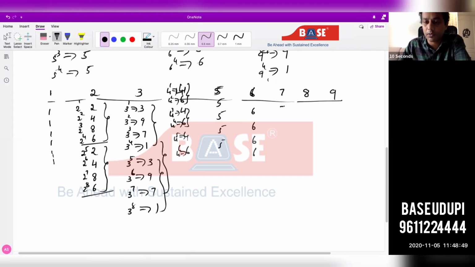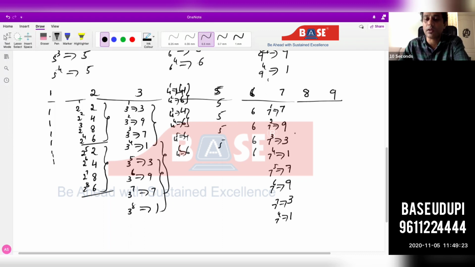7. 7 power 1 is 7. 7 power 2, 7 into 7, 49, so 9. All right. 9 into 7, 63, so 3. Not repeating. Then again multiply by 7, 21 ends with 1. 7, 9, 3, 1: numbers are not repeating. So let's continue. 1 into 7 is 7. 7 into 7 is 49. 9 into 7 is 63. 3 into 7 is 21. So 5th power is 7, 6th is 9, 3, 1. Numbers are repeating, but after every 4 powers. Okay, every 4 powers you can see numbers are repeating.